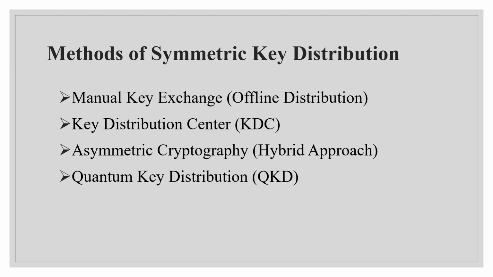And the third method is asymmetric cryptography, meaning a hybrid approach. In this method, a symmetric key is encrypted using the recipient's public key, using asymmetric encryption, and sent securely in messages. Commonly used in HTTPS, secure over open networks, good for internet-based communications.